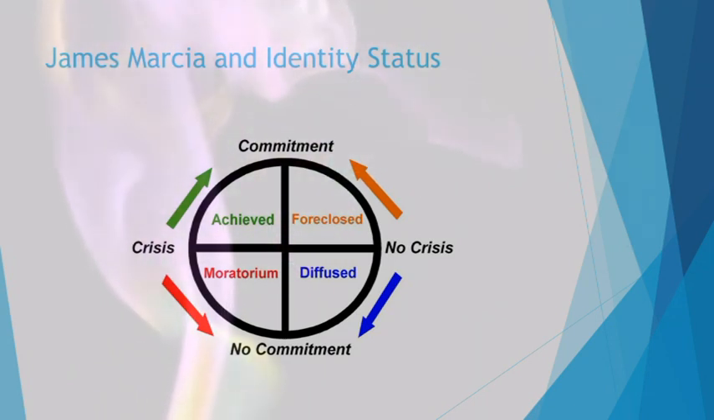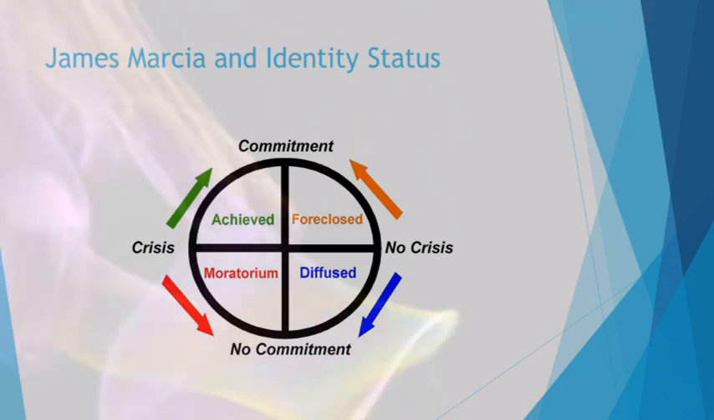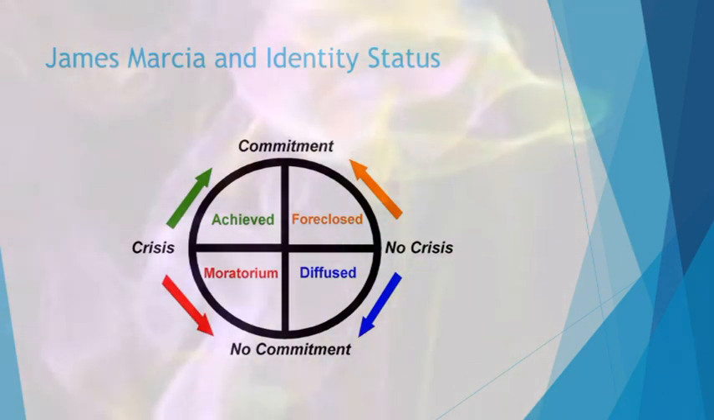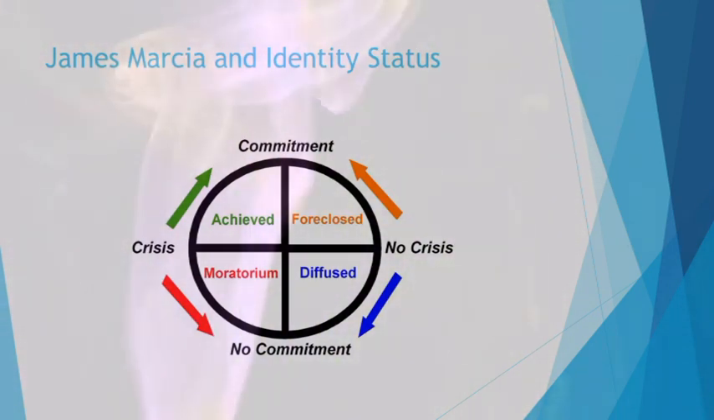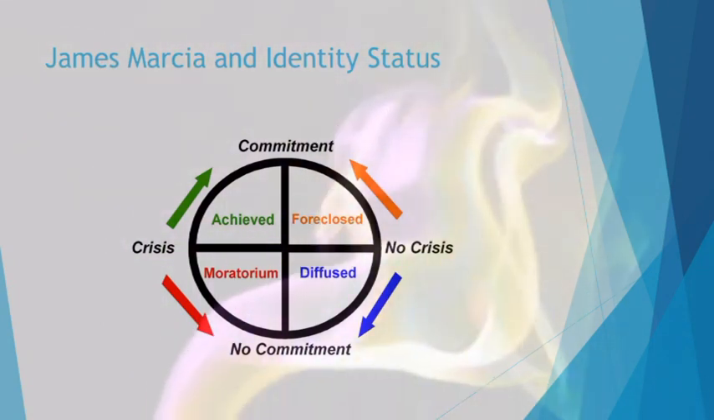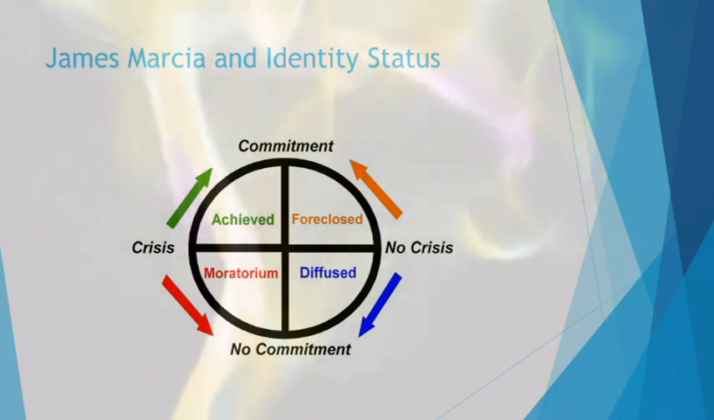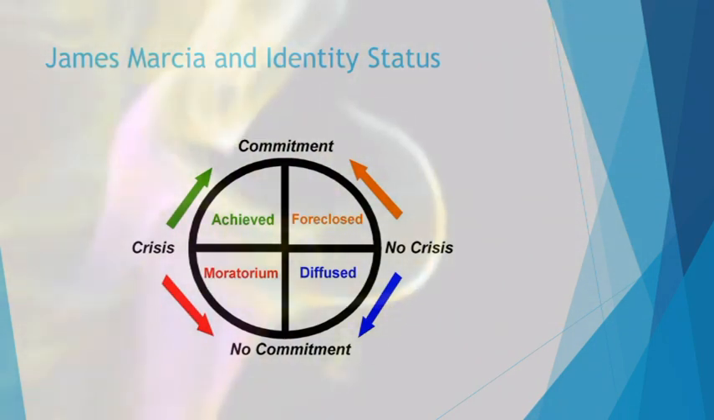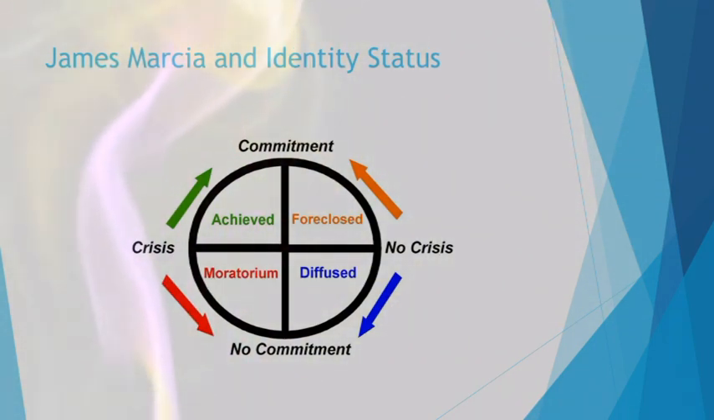So identity diffusion is when an individual hasn't actively engaged in exploring their identity. They haven't committed to any specific role or value. They just are kind of there. They feel uncertain about their future and they lack a clear sense of self. They're not committed really to anything.